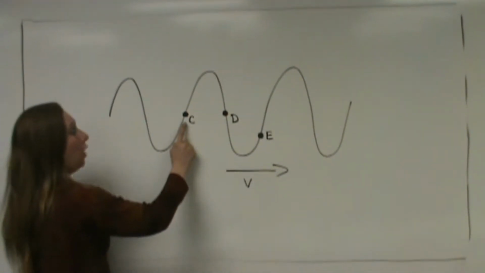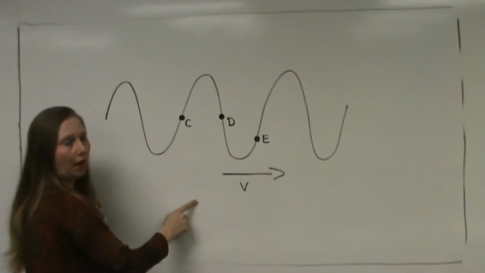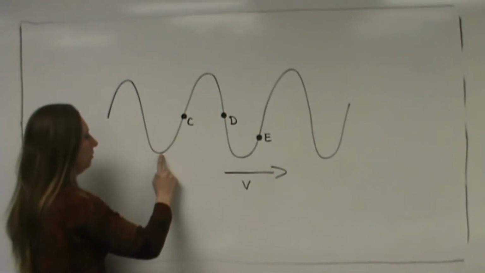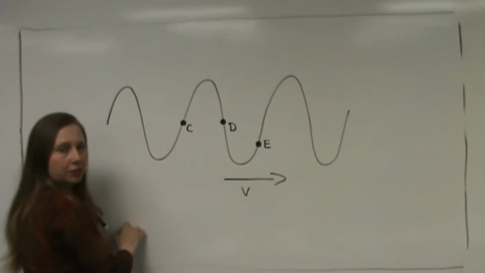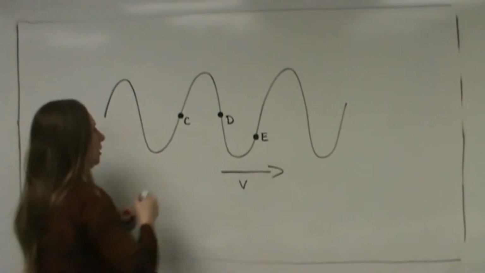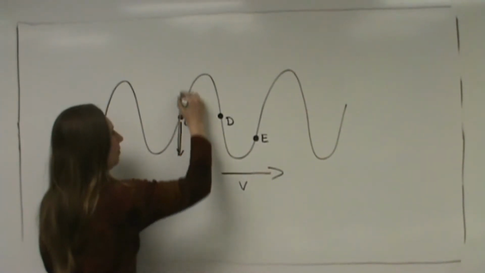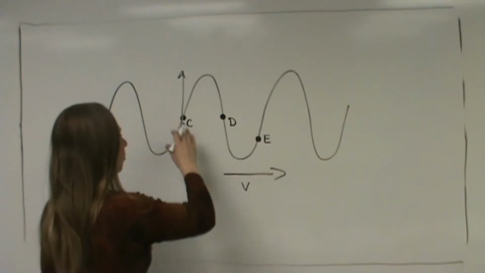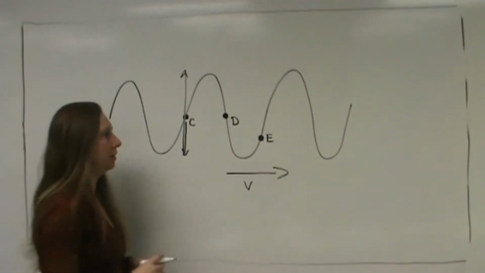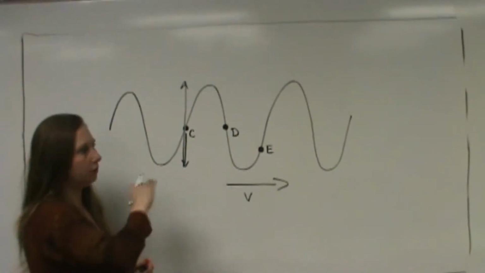Point C will go down, then up, then down, etc. Now remember, point C will go straight down, then straight up, because point C is not moving horizontally. This is a transverse wave. Point C moves straight up and straight down, perpendicular to the direction of motion. So C is going to go down and then up, etc., depending on how many more waves are coming.